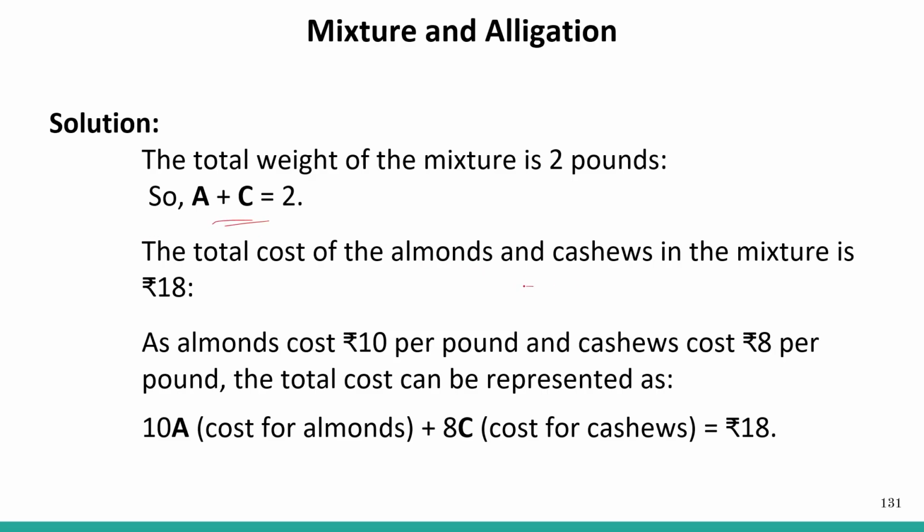So the total cost of almonds and cashews in the mixture is this much, right? Almonds cost 10 rupees per pound and cashews cost 8 per pound, so the total cost can be represented as 10a, that is the cost for almonds, plus 8c, the cost for cashews, which is equal to 18 rupees, right?